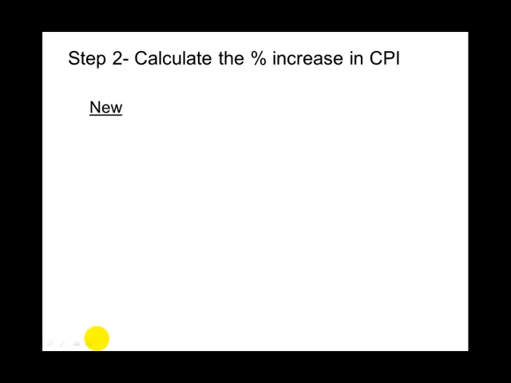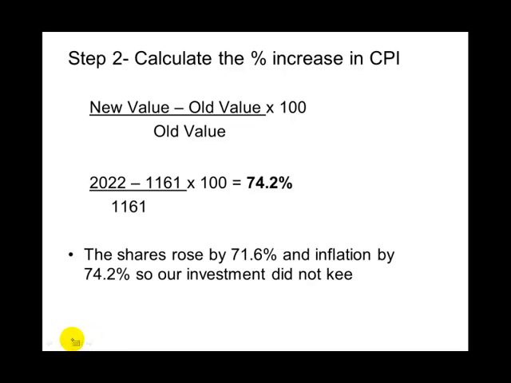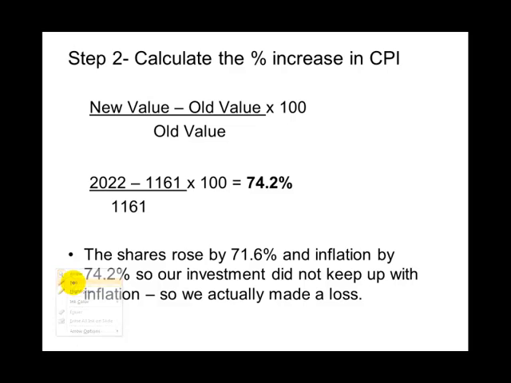Now, step 2 is we want to calculate the percentage increase in the consumer price index. Once again, we have got those values, and we just put it into the formula: new take old over old times by 100. You get kind of bored of this formula. So these are the values we've been given. We calculate it out, and you get 74.2%. So the inflation rate has gone up by 74.2.